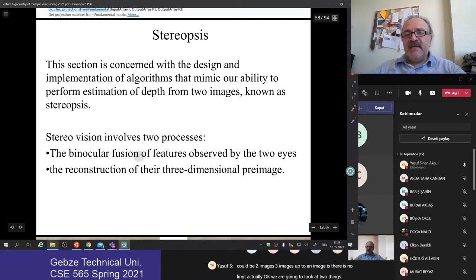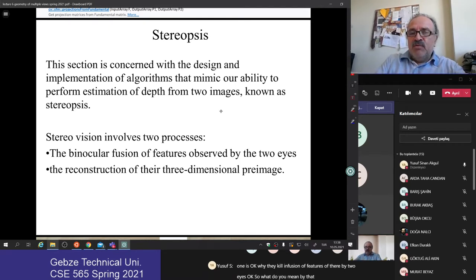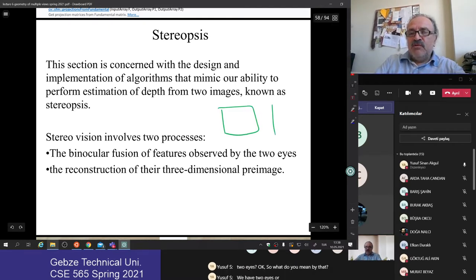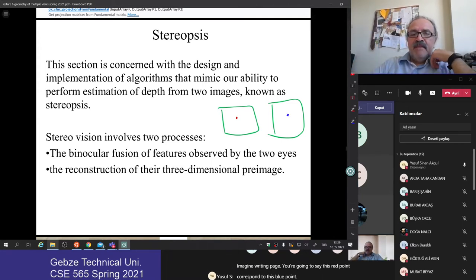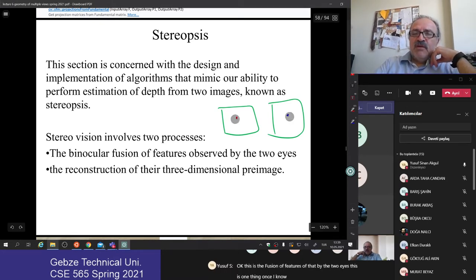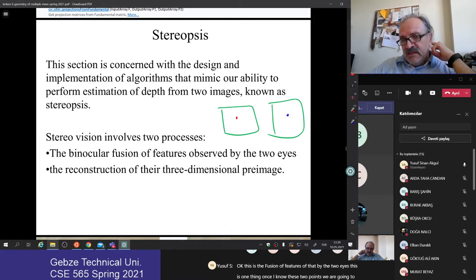The first one is binocular fusion of features observed by two eyes. Okay, so what do we mean by that? We have two eyes or three eyes. We have two images, left image and right image. We are going to say this red point corresponds to this blue point. Okay, this is the fusion of features observed by the two eyes. This is one thing.